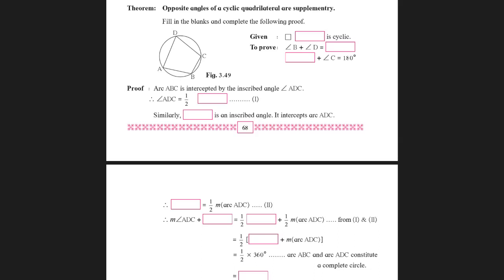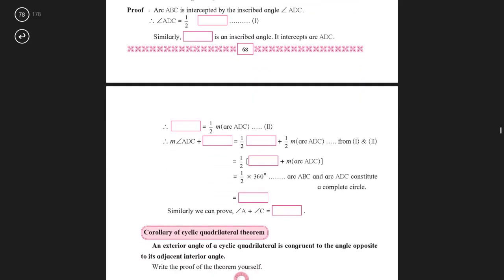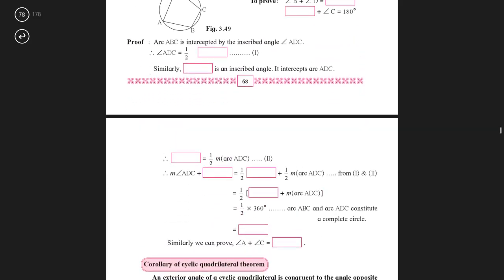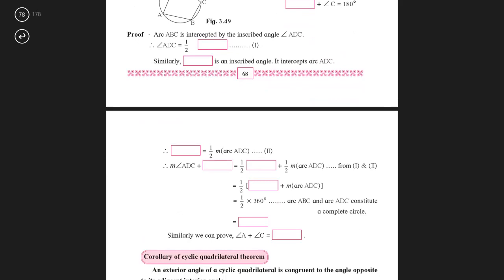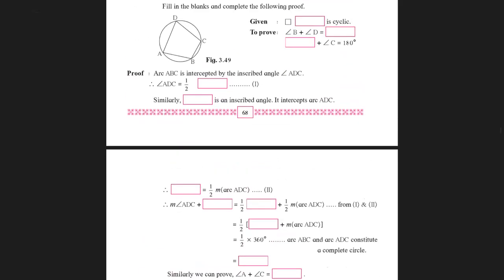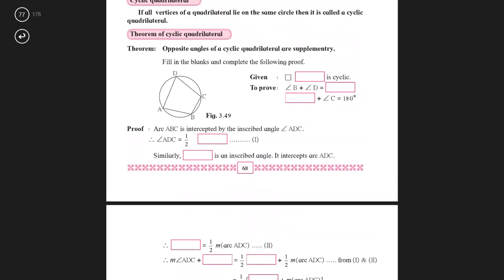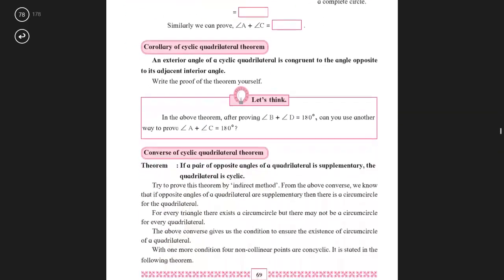Now angle ADC plus angle ABC equals half the measure of the arc ABC plus half the measure of the arc ADC. Take half outside: half of the measure of arc ABC plus ADC. ABC and ADC together constitute a circle, therefore 360. Therefore your answer is 180. So you have angle B plus angle D is 180. Similarly, you can prove angle A plus angle C is 180. Children, I hope the theorem is clear. I've explained it once again because it's very important from your exam point of view. So please write it properly in your classwork and learn it properly.